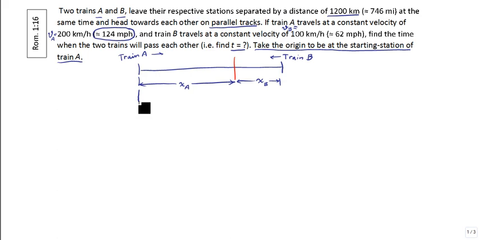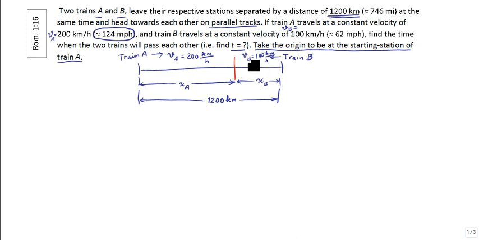And of course, we were told in the problem statement that this entire distance is 1200 kilometers. Let's also put in here the fact that the velocity of A is given to us, and it's a constant of 200 kilometers per hour, and the velocity of B is half of that, which is 100 kilometers per hour.